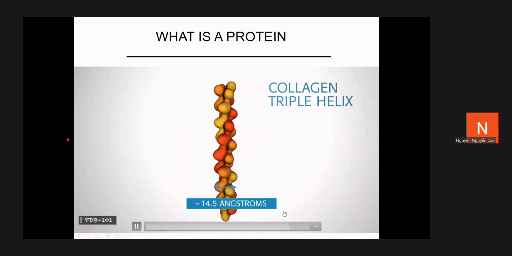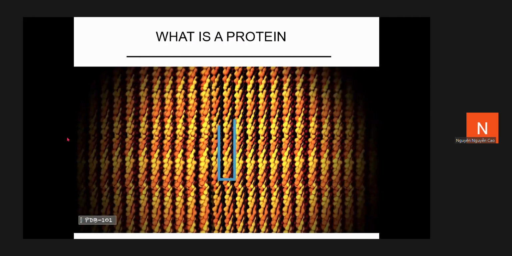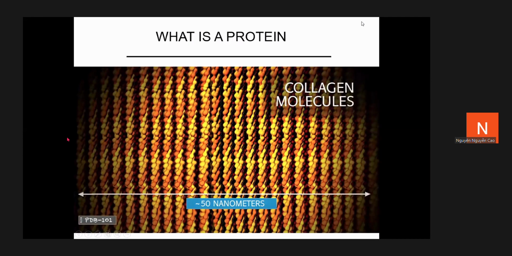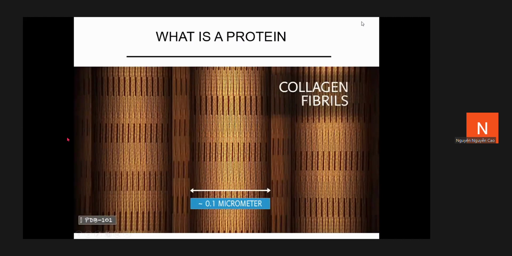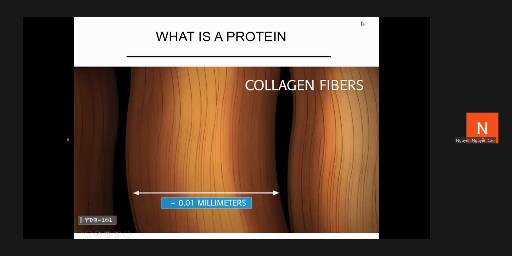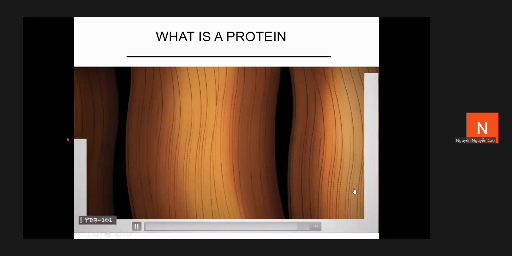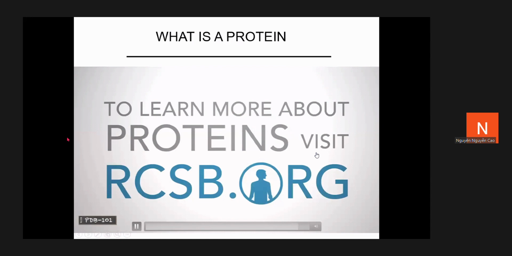Collagen forms a strong triple helix that is used throughout the body for structural support. Collagen molecules can form elongated fibrils, which aggregate to form collagen fibers. This type of collagen is abundant in skin and tendons. Learn more about the functions and 3D structures of proteins and other molecular machines at the RCSB Protein Data Bank.